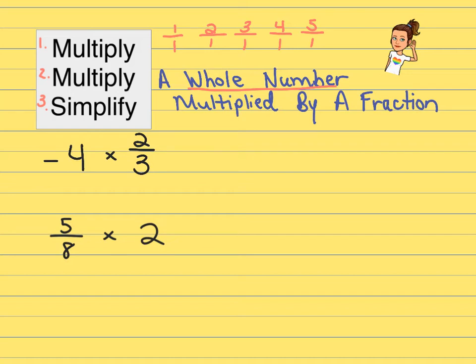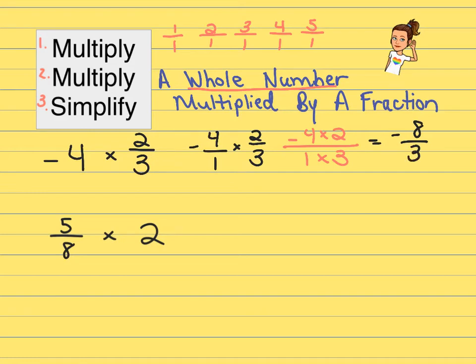So now let's look at our first problem, -4 times 2/3. The first thing we're going to do is write our whole number as a fraction, -4/1 first. And we're going to multiply that again by 2/3. Now we can follow our algorithm. We're going to multiply our numerators and multiply our denominators. -4 times 2 equals -8. And 1 times 3 equals 3.